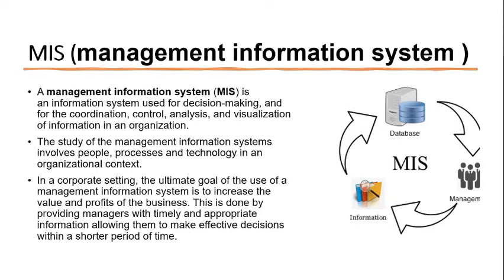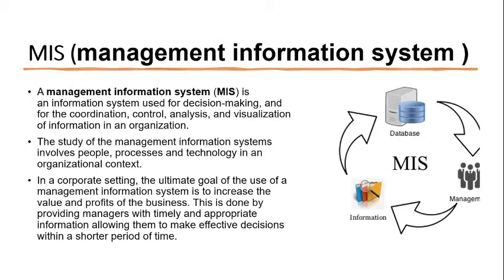MIS, Management Information System. A management information system is an information system used for decision making and for coordination, control, analysis, and visualization of information in an organization. There is a lot of data about various different domains, whether it's employees, sales, profitability, billing, or ongoing work. So we take that data, clean it, and transform it as discussed in the previous slides in the ETL process.